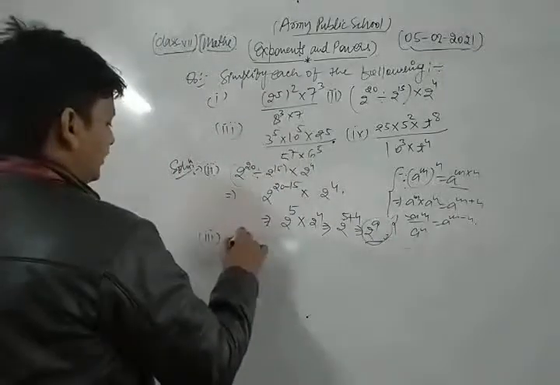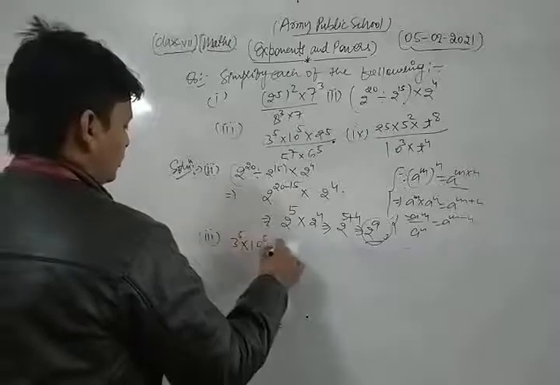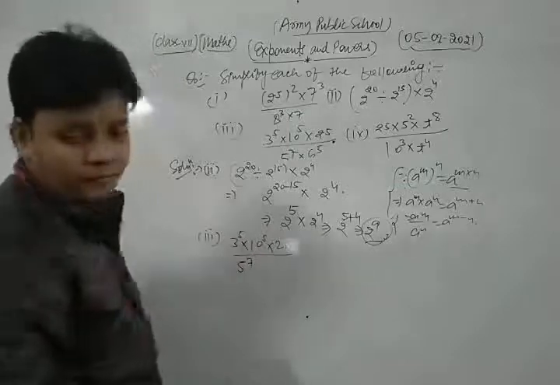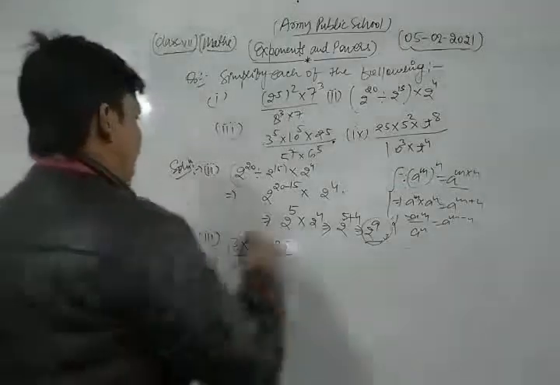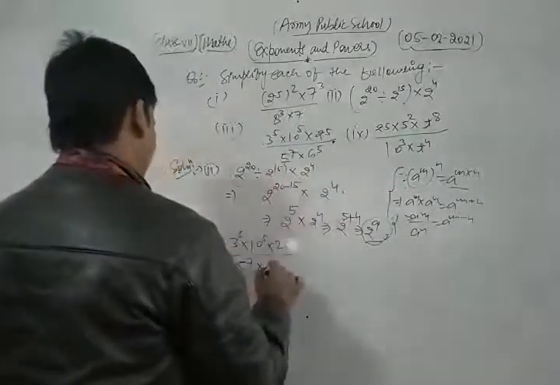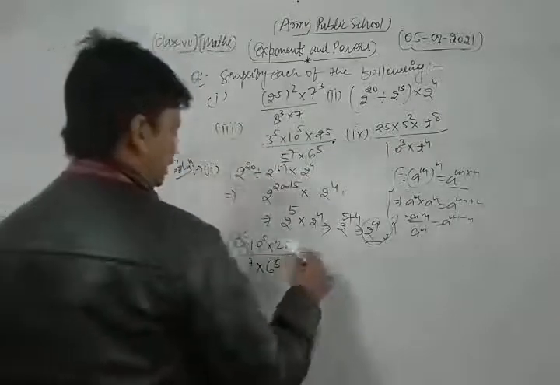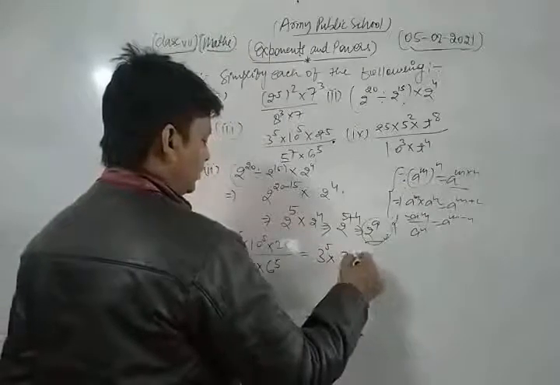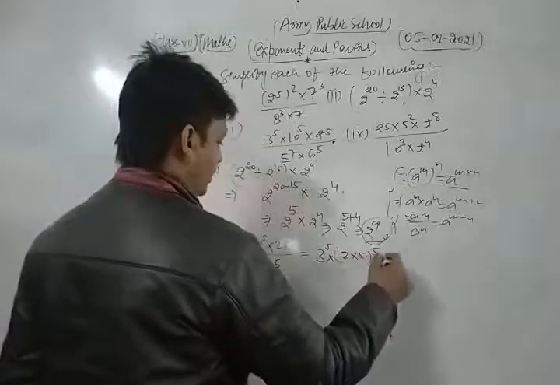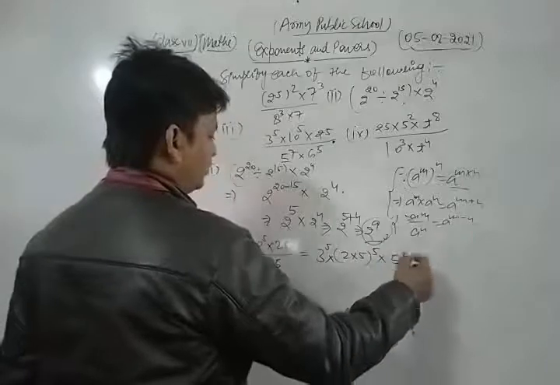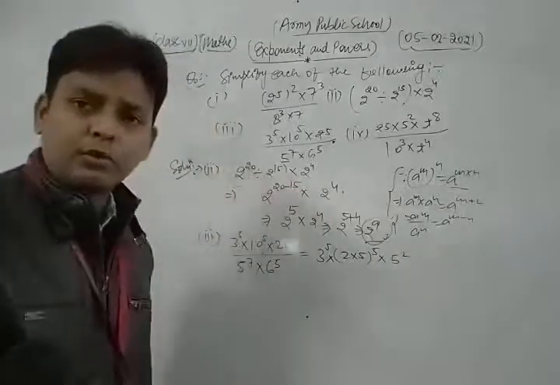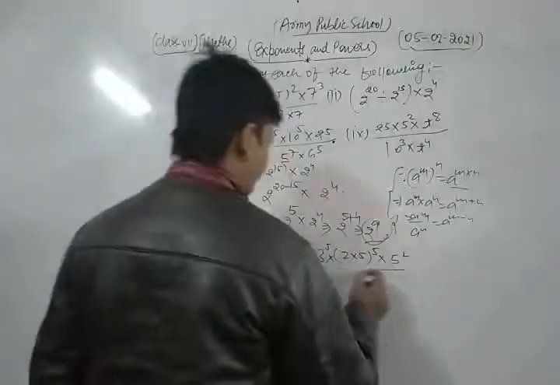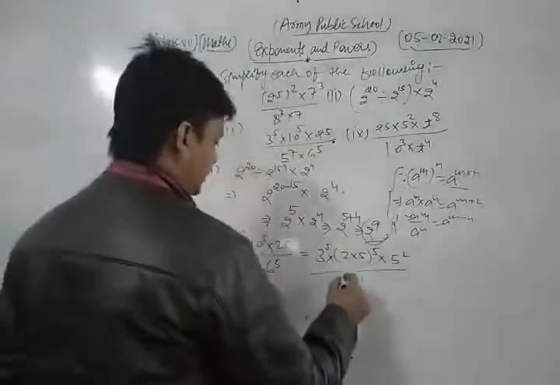This is 3 power 5, as it is, 10 power 5, 25 upon 5 power 7 into 6 power 5. First of all we write it in this way. Here 3 power 5 as it is. We write 10 in the form of 2 into 5, to the power 5. And we write 25 as 5 power 2, meaning 5 into 5, 5 power 2. We write 25 in exponential form, upon 5 power 7 as it is.